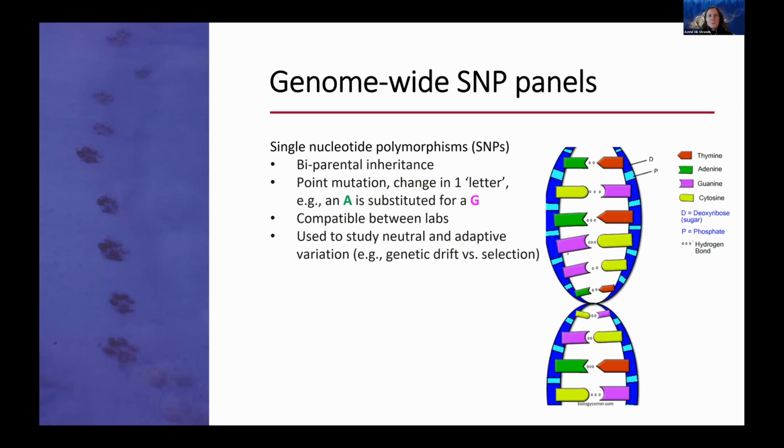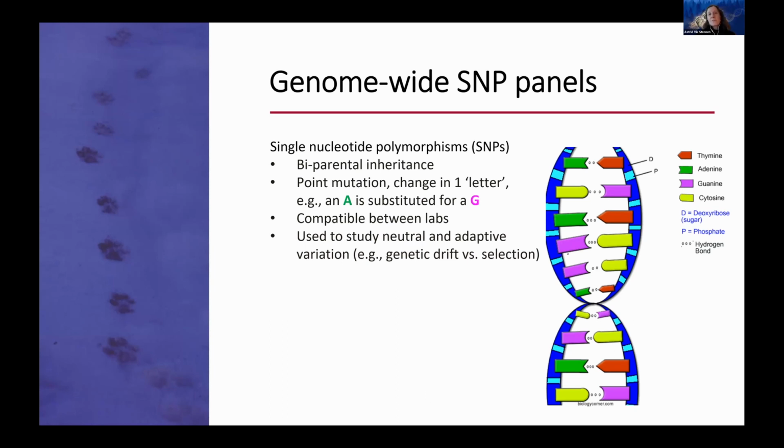Then if we move to genome-wide SNP panels, these are, like microsatellites, biparental in inheritance, so you get information on both the mother and the father's side. They are a point mutation, a change of one letter in the genetic code, for example, an A here in green substituted for a G.